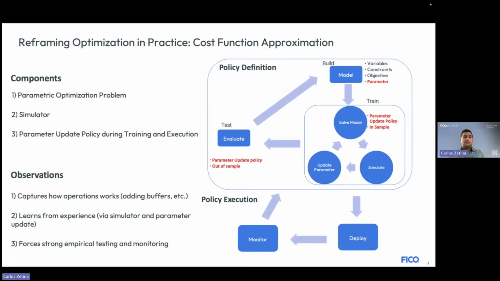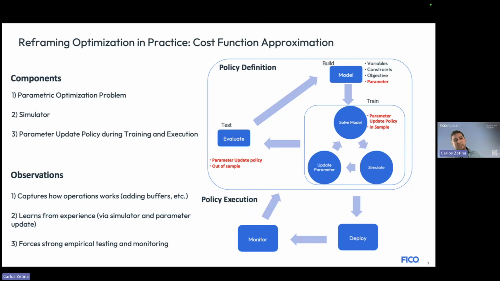So cost function approximation is going to try to address those two complexities, while at the same time merging two schools of thought in terms of dealing with errors, and understanding that your optimization model is not fully going to capture everything, and so you consistently need to measure it for drift and errors. There are three main components in cost function approximation. The first is a parametric optimization model. So think of a usual optimization model that you get.